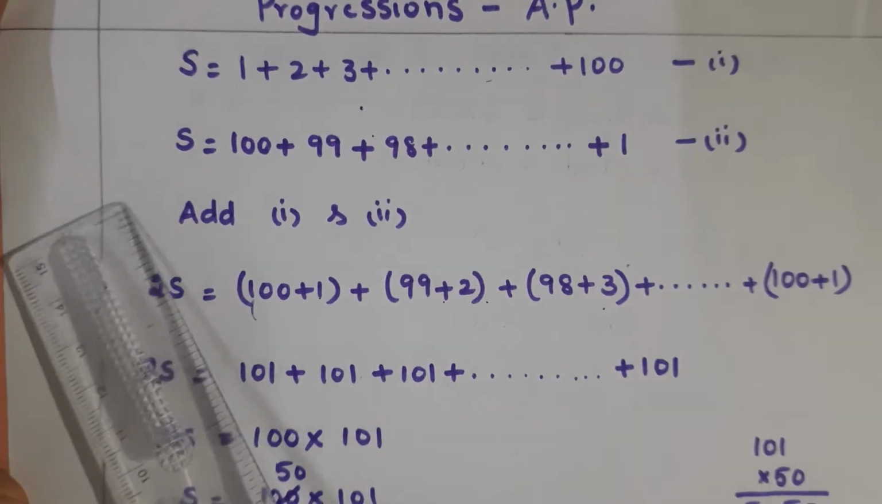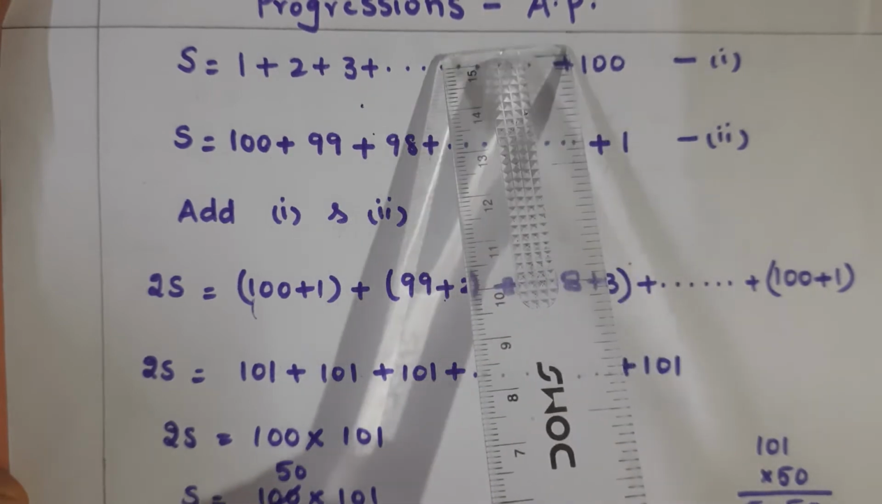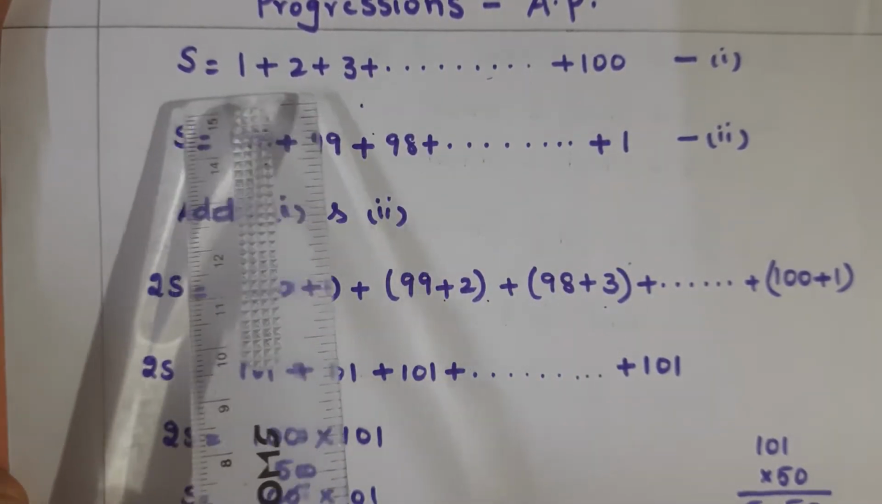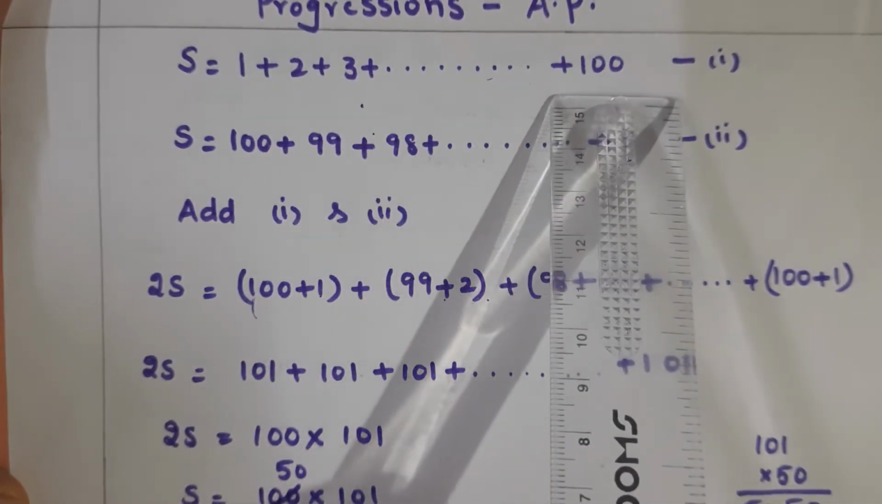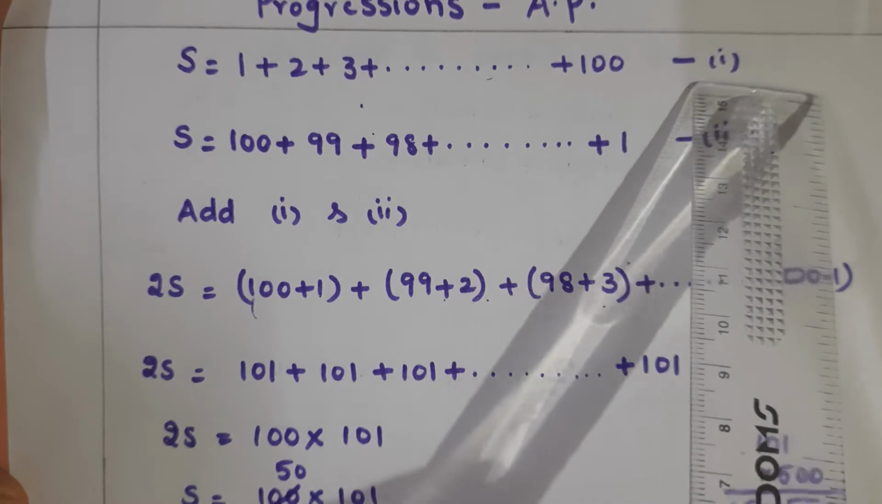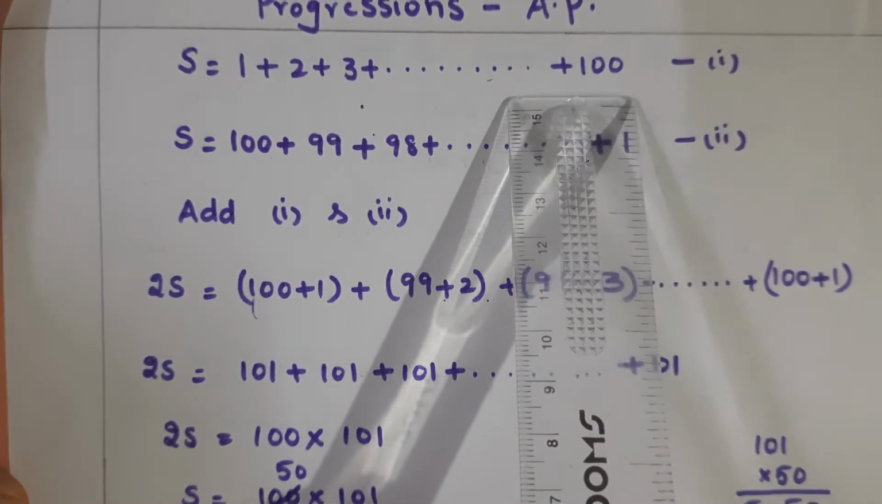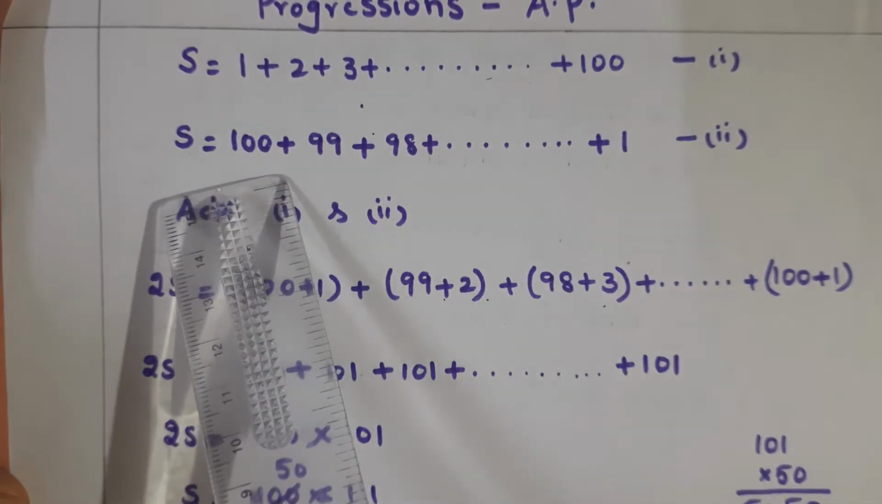Let us understand the sum of 100 terms in the arithmetic progression. S is equal to 1 plus 2 plus 3 and so on to plus 100. This we term as equation number 1. In this equation we are reversing the terms and writing again.